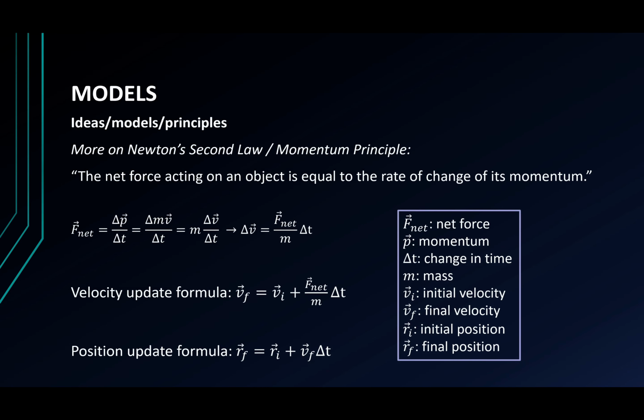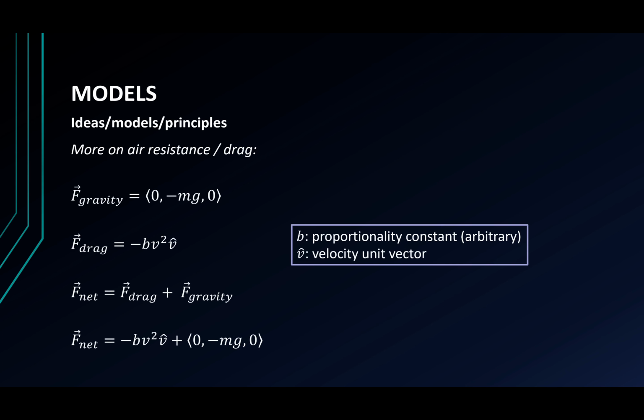This is the formula for the momentum principle, and the variables are defined here on the right. From it, we can find the change in velocity, which we use to derive the velocity update formula and position update formula. These final two formulae will be used in the computational model. The net force on the projectile is the sum of the gravitational force and drag force. In the model assuming zero air resistance, the proportionality constant B is equal to 0, whereas in the model accounting for air resistance, B will be some non-zero value.